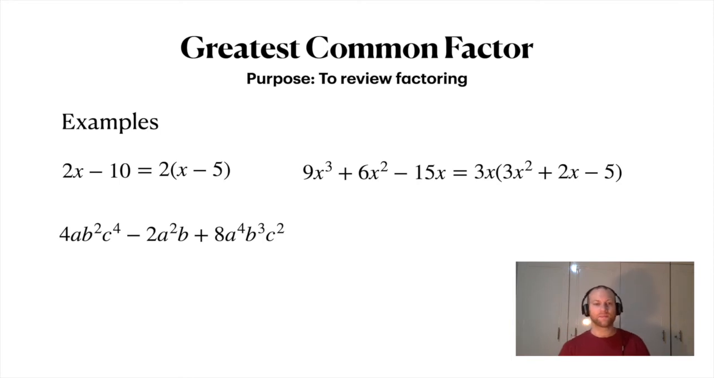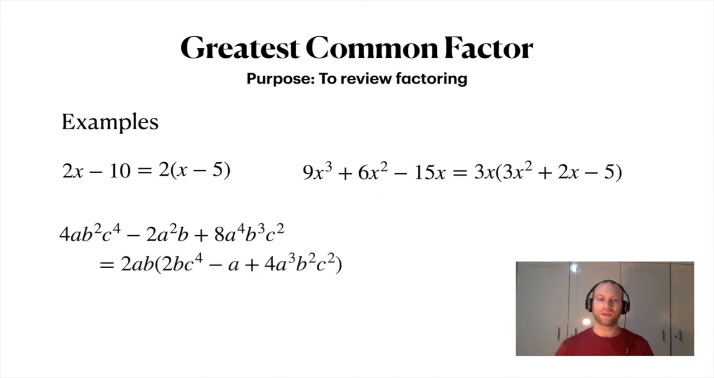Let's try something like this. So again, you just look at each thing. Looking at the numbers, I can factor out a 2. Looking at the a's, the greatest factor that's in all three terms is going to be a to the power of 1. B's, it's going to be b to the power of 1. And if you look at your second term, minus 2a squared b, there's no c term. So I can't factor out c. I can just factor out the 2ab, which gives me this. Divide each term, you get what's in the brackets there. So that's your greatest common factoring.